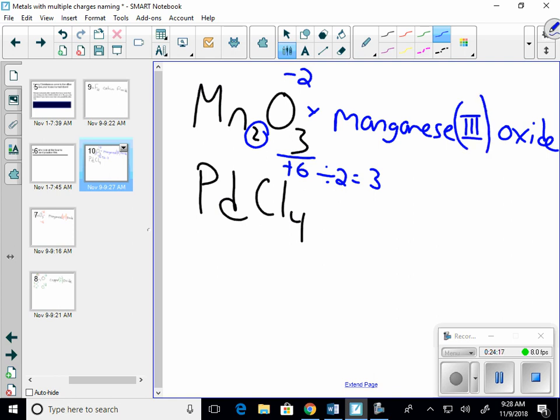Again, we like to put the parentheses around the Roman numerals because sometimes you have a non-metal like iodine that starts with an I. And if you don't use parentheses around the Roman numeral, the I for a Roman numeral and the I for iodine could get mixed up at times.